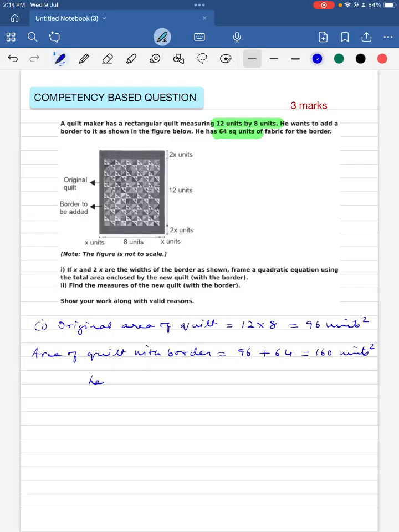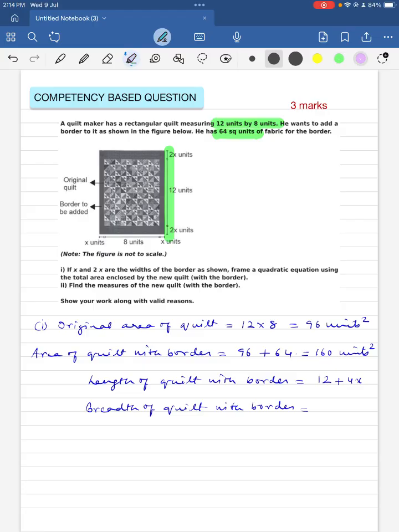Okay, so let's try to find out the length of the quilt with border. You can see from the figure that the length is going to be a sum of all of this. That is 12 plus 2x plus 2x, which gives me the length of the quilt with border is 12 plus 4x. On the other hand, the breadth of the quilt with border is going to be the sum of all of these terms. That is the ones that I'm marking, 8 plus x plus x. So that is 8 plus 2x.